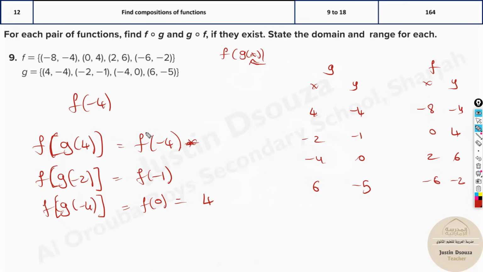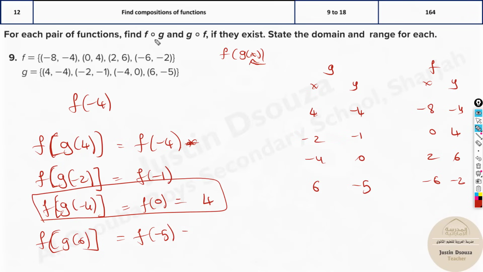F of minus 8 is not there. If f of minus 8 was there, it would have been minus 4. But these are all not the answers. Last one, f of g of 6. What is the answer? F of minus 5. Do we have minus 5 here? No, this is it. So there is only one value for this particular composition. F composed of g is only one answer.